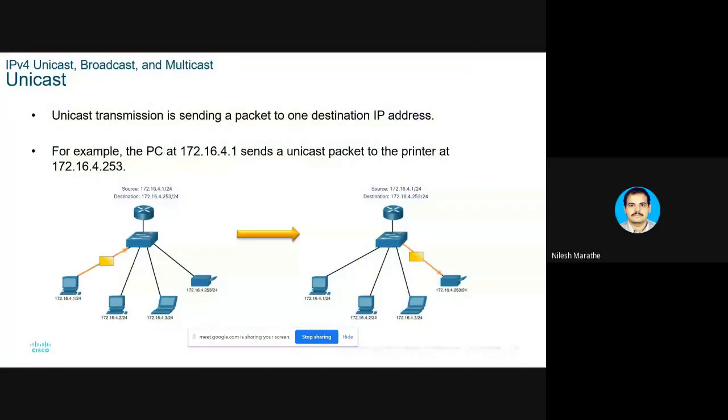So sending to one, that is called unicast. Sending to a set, that is called multicast. I hope you don't have any doubts about unicast. PC1 sends a unicast packet to a printer, that is 253. So it is sending to one particular destination.